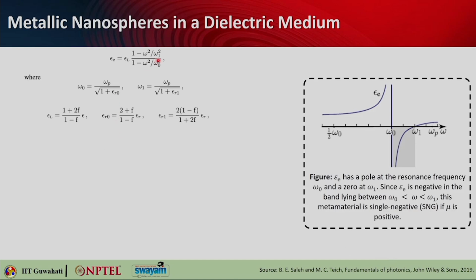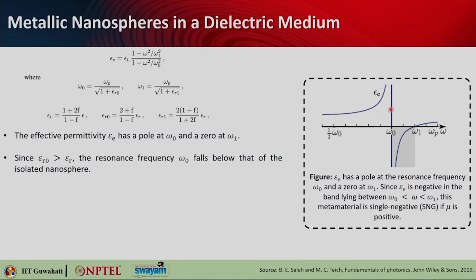Now if you take this particular equation again, you will see that the effective permittivity has a pole at omega naught and it has a 0 at omega 1. With that, if you try to plot it, you will see that it has a pole at omega naught, and it has a 0 at omega 1. Since from this equation you can see that epsilon r o is greater than epsilon r, it means the resonance frequency omega naught falls below that of the isolated nanosphere.